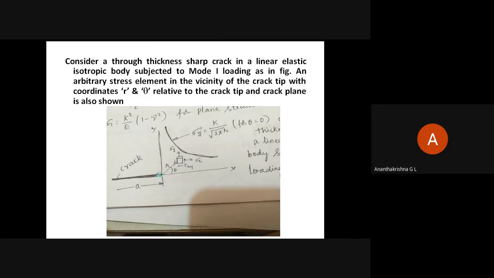In such a case, from linear elasticity theory, sigma x is dependent on K, r and theta, sigma y as well, and tau xy as well. They depend on r and theta and the value of the stress intensity factor K.